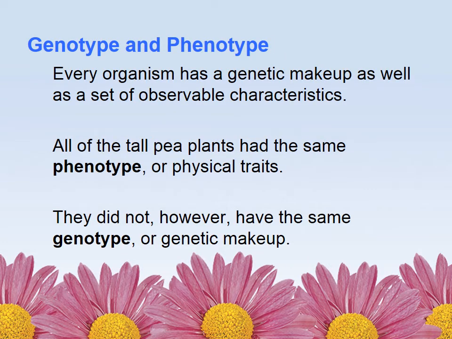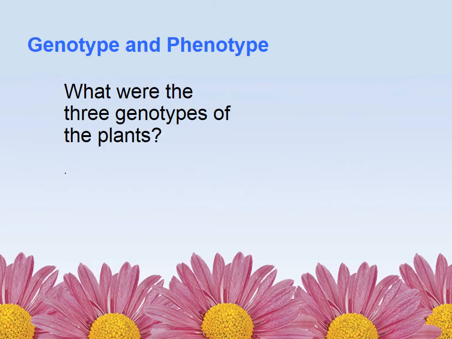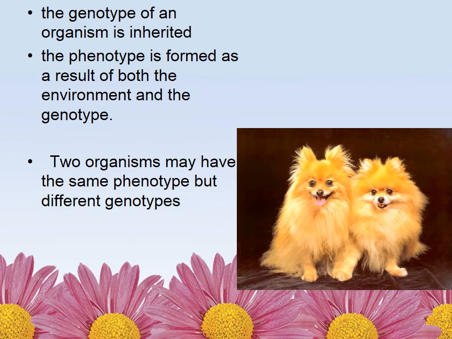Now, when we're describing their characteristics, we have their genetic makeup and then we have their physical trait. The phenotype is how something looks, or its physical traits. And the genotype is the genetic makeup, what the genes are, like big T, big T or big T, little t. So what were the 3 possible genotypes of the plants? Big T, big T; big T, little t; and little t, little t. So the genotype is inherited, and then the phenotype is formed because of the environment and the genotype.